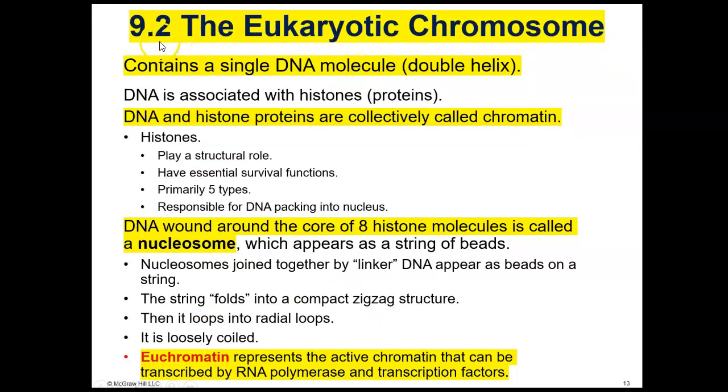All right, the second part of chapter 9 is on the eukaryotic chromosome. In eukaryotic cells, the chromosome consists of a single DNA molecule, which is shaped like a double helix, or a twisted ladder. In other words, the DNA molecule is double-stranded.